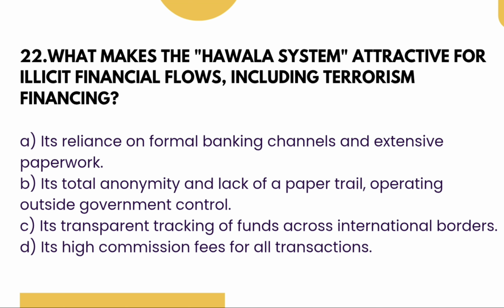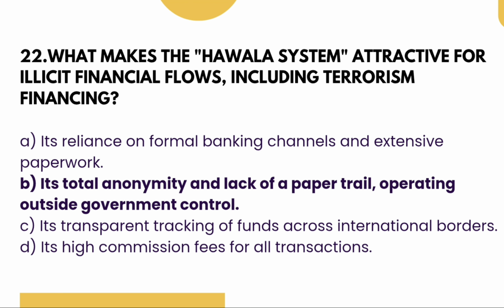Next, what makes the Hawala system attractive for illicit financial flows, including terrorism financing? A. Its reliance on formal banking channels and extensive paperwork. B. Its total anonymity and lack of a paper trail operating outside government control. C. Its transparent tracking of funds across international borders. D. Its high commission fees for all transactions. The answer is B. Its total anonymity and lack of a paper trail operating outside the government control.